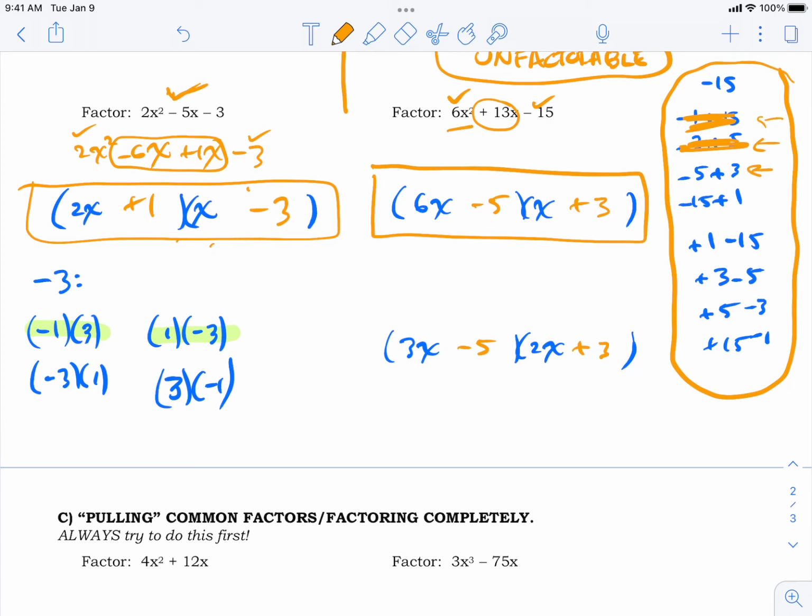Anyway, when the 6x squared can break up two ways, well, it makes your task twice as big, I guess, but the rest is the same. Take that negative 15, list all the ways that you could possibly break up negative 15, and then try them. Try them one at a time until something works. And if nothing ever works, it can't be factored.